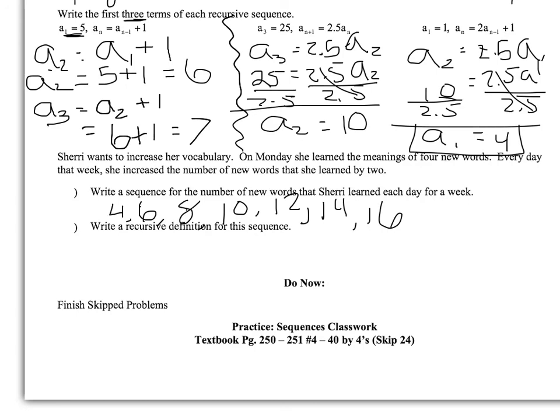Write a recursive definition for this sequence. So if you look, you could probably tell you take the previous number and add 2. Well, the way we can say that as a recursive sequence in mathematical terms as opposed to words is a_n will equal the previous term, which is a_(n-1), plus 2 more. You do need to say what your first term is equal to, where the first term equals 4. At this point, you can try the 2 skip problems that we did skip, and we will talk about it more tomorrow.